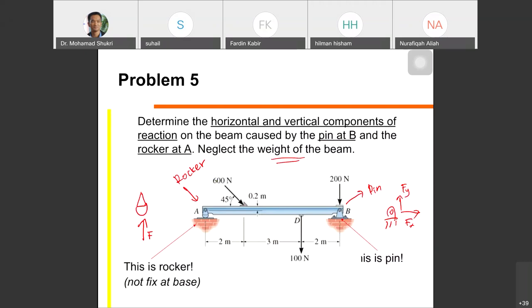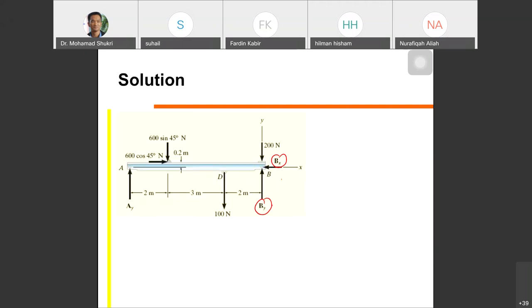First step is draw your FBD. So this is your FBD lah. We have this one is pin. BX and BY is pin. We convert into force. And AY is rocker. Okay, and then we resolve into X and Y already lah. So asalnya adalah 600, right? 600 Newton. So it's convert into Y and X. And then this is load. So this is your FBD, right?